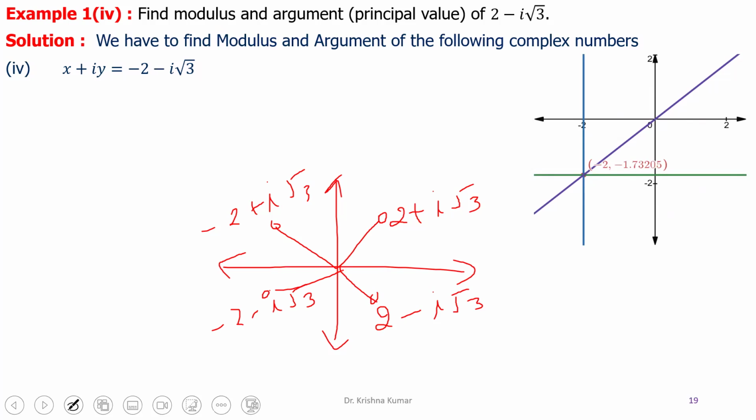For this number, this is the argument. For this number, this is the argument. For this number, this is the argument. And for this number, either this or this whole is the argument of the given complex number. So even though the modulus of some numbers is the same, the argument will be different. So if you want to identify that two complex numbers are different, the modulus of the two numbers may be the same, but their argument will be different.